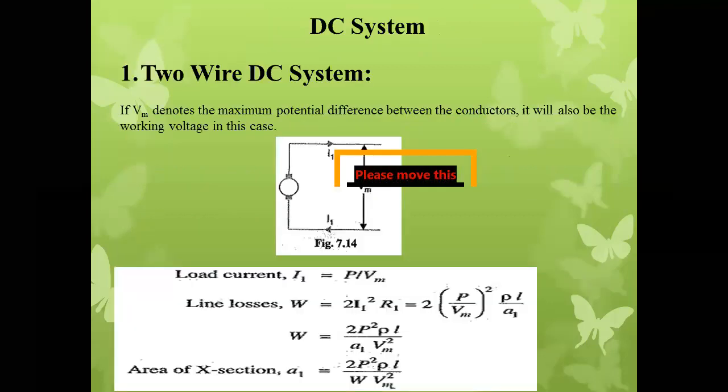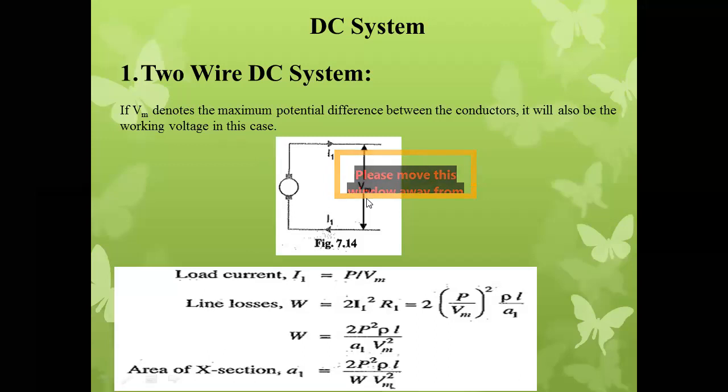As we know, the underground system is again divided into two types, DC system and AC system. Similar to the overhead system, which is also divided into two types, DC supply system and AC supply system. So the DC system, first, will be a two wire DC system, similar to that of the overhead transmission system.